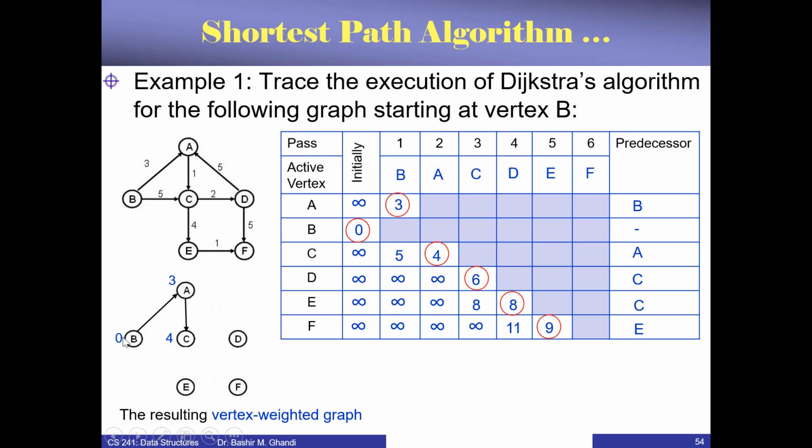How do we get it? By going through A and then A to C. If you add, you see that you're going to get 4. B to A will cost you 3, and then A to C will cost you 1. 3 plus 1 is 4. So the minimal cost of reaching from B to C is 4.